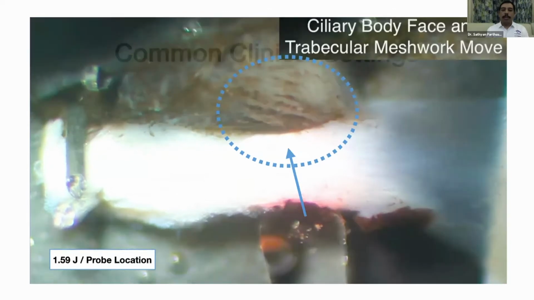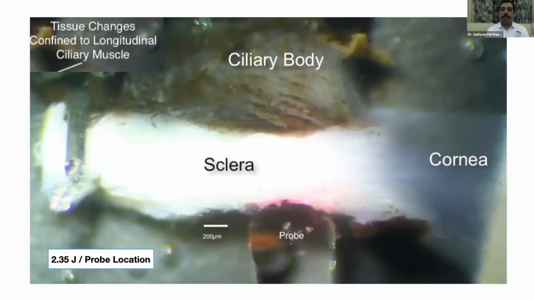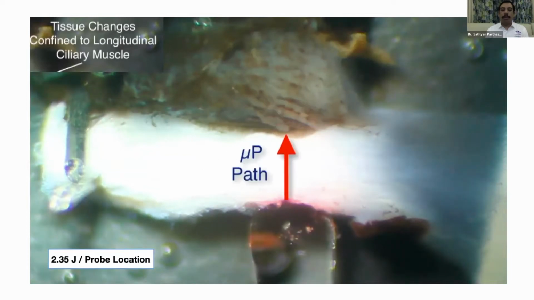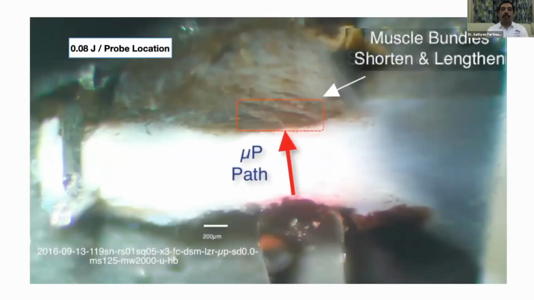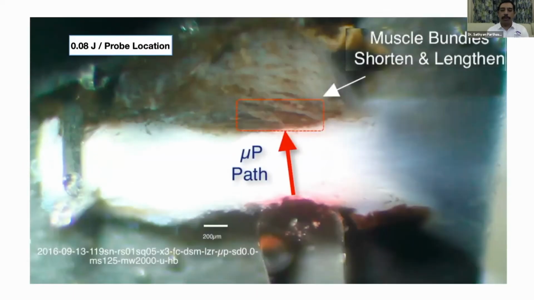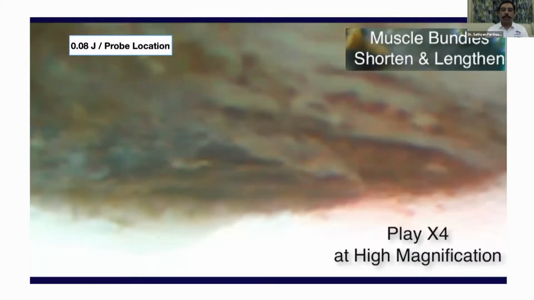And let's look at the second probe, which delivers the energy of 2.35 joules, which works on the longitudinal ciliary muscles and doesn't work on the epithelium. You can see this video. And let's look at another probe which delivers the energy of 0.08 joules. It just works on the shortening of the muscles. So these are the three types of probes shown in these pictures.